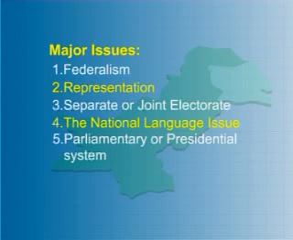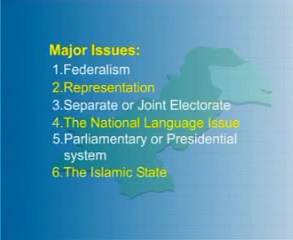The fifth issue was parliamentary system or presidential system, whether Pakistan should have a parliamentary system of government or a presidential system of government. The sixth issue pertained to the Islamic State. What kind of Islamic State was to be created and how that had to be created. These were the 6 major issues that the Constituent Assembly of Pakistan had to deal with while working on the formulation of the Constitution of Pakistan. Now we will take up each of these issues and see how the Constituent Assembly addressed the issue and what was the nature of the problem.